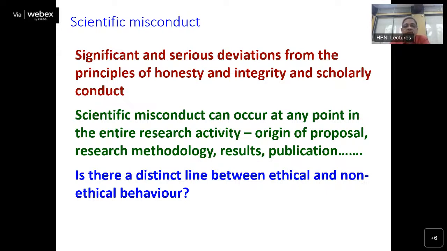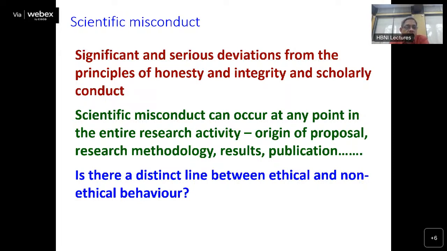Deviations from principles of honesty, integrity, and scholarly conduct. So when can this scientific misconduct occur? See, this misconduct can occur at any point in the entire research activity.